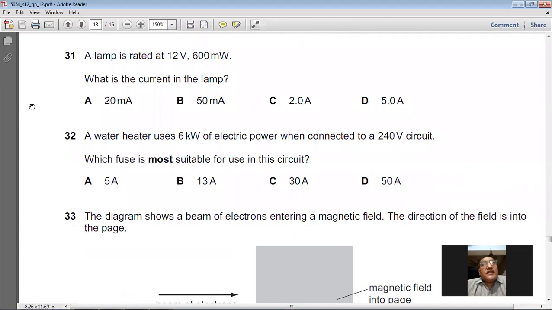Then question number 31, a lamp is rated at 12 volt, 600 milliwatt. What is the current in the lamp? The power is given, the voltage is given, and the current is questioned. You know the power is equal to IV, so I will be equal to power divided by voltage. But the power is in milliwatts.